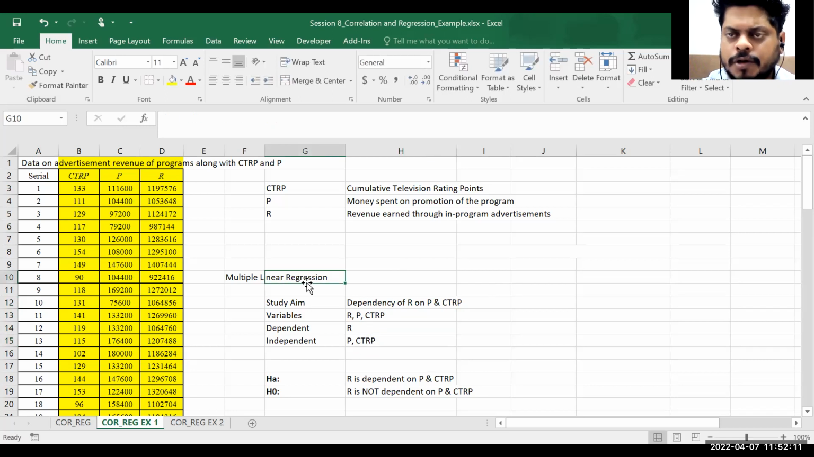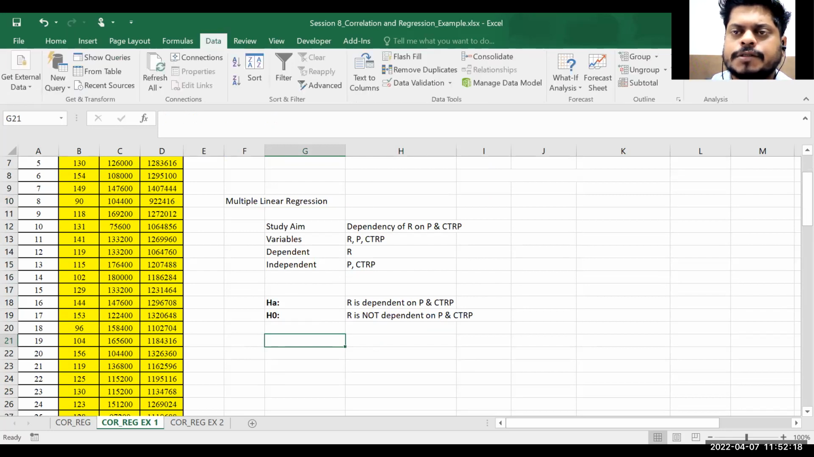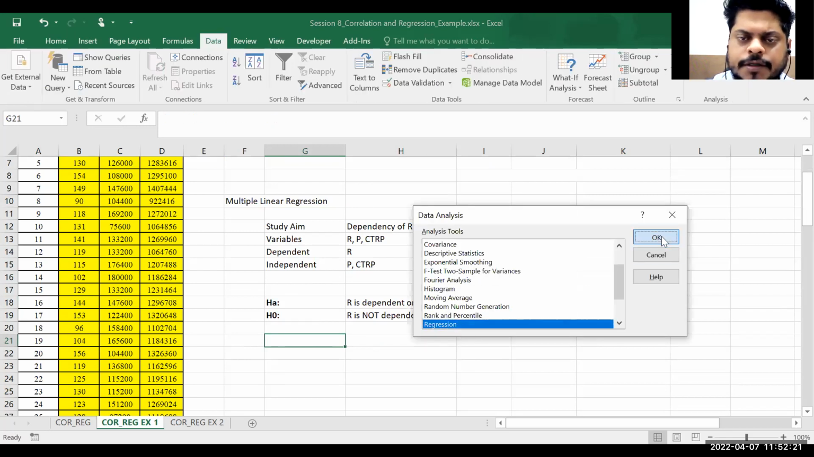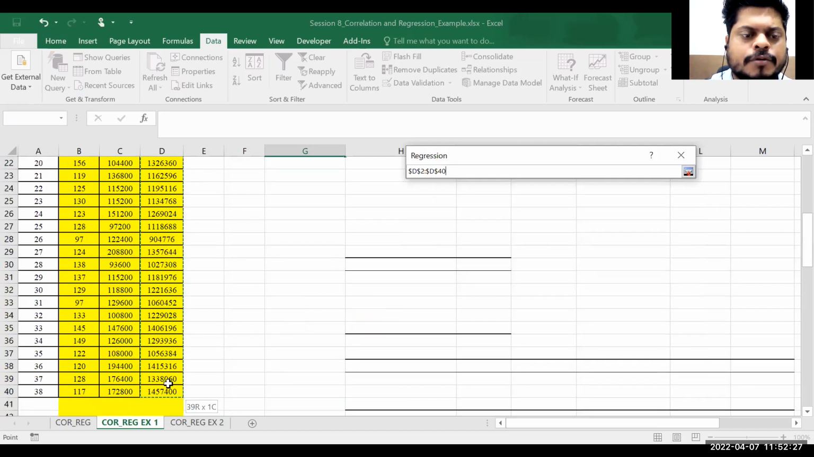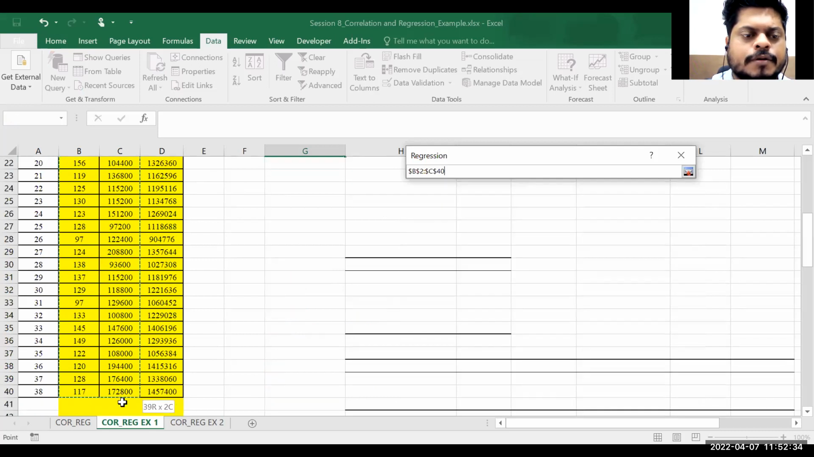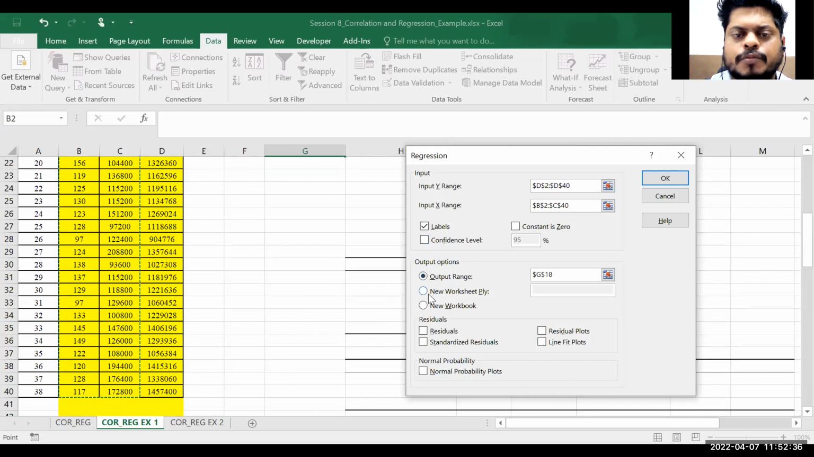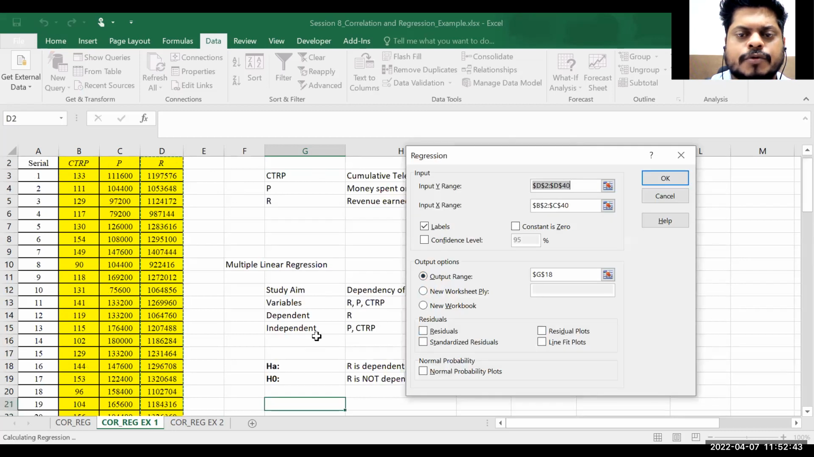Now I'll go and put a regression model. I think all of you know this. Go to data, click on data analysis. There is something called regression. Click OK. Select your input Y range, that is my revenue, my dependent variable. Input X range, select both CTRP and P. Labels, output range.